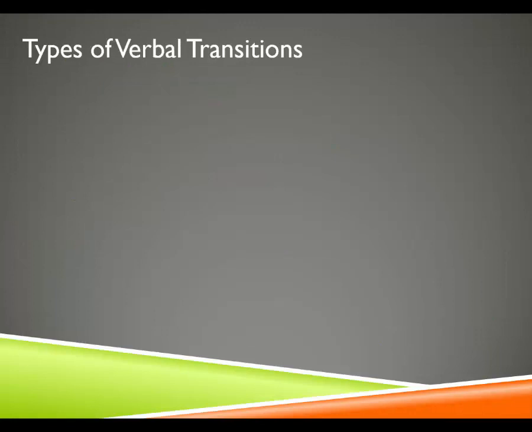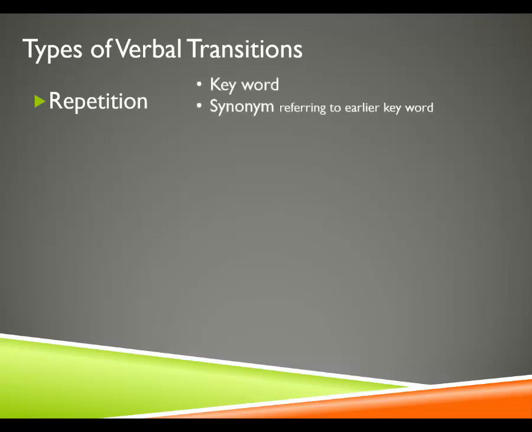Transitions indicate that the speaker has finished one part and is moving on to the next. One way is to use repetition, such as a keyword or a synonym that refers back to a keyword. In your speech on exercise, you might have used the word simple in your first point. To move to your second point, you could say, beyond these simple exercises, you can, and you're repeating the word simple. Or simple could be replaced with the synonym basics, as in moving beyond the basics.